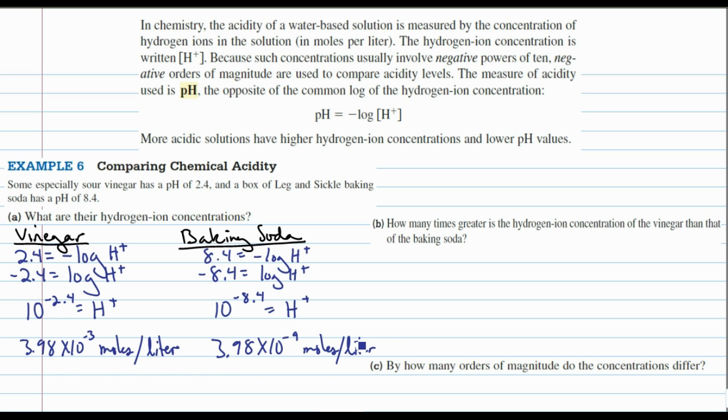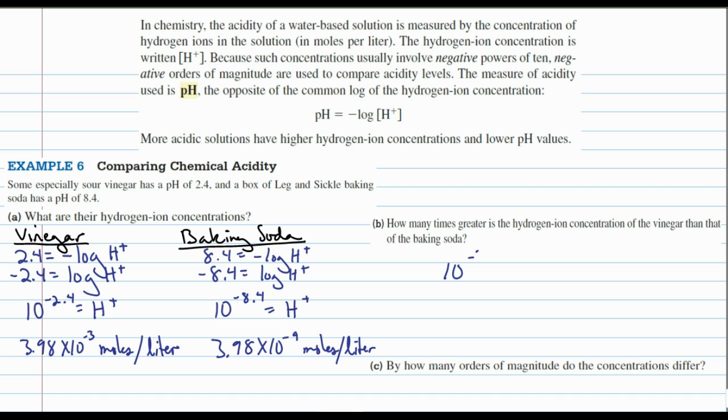Part B asks, how many times greater then is the hydrogen ion concentration of the vinegar than that of the baking soda? Well, how many times greater would be similar to what we did in the earthquake. We're going to divide by their intensities. So I'm going to take the intensity of the vinegar. Well, wait, intensity with earthquakes. Vinegar is not intense. The hydrogen ion concentrations.